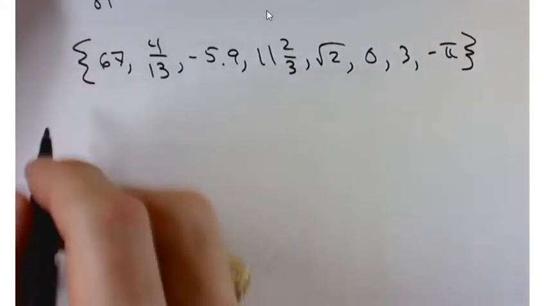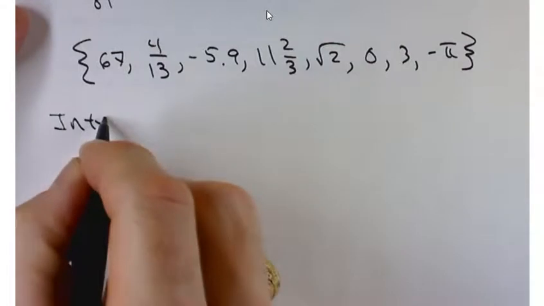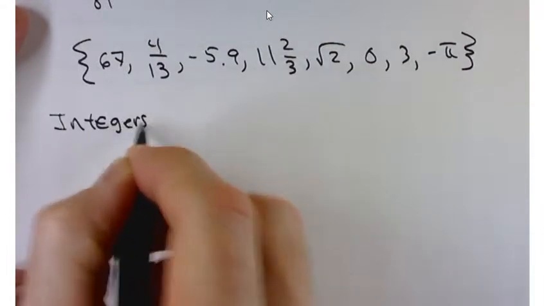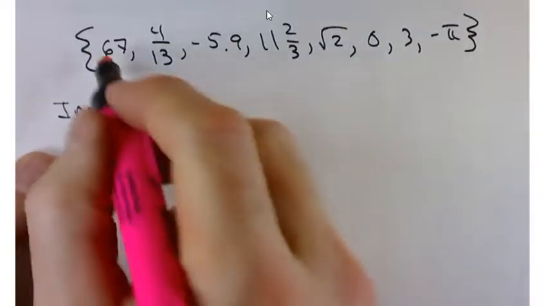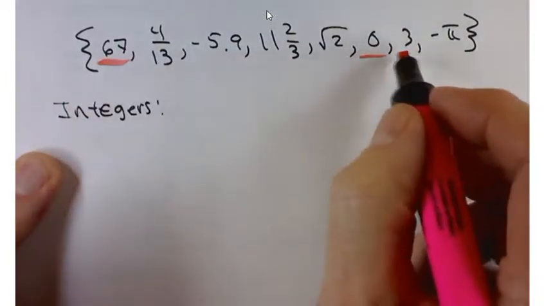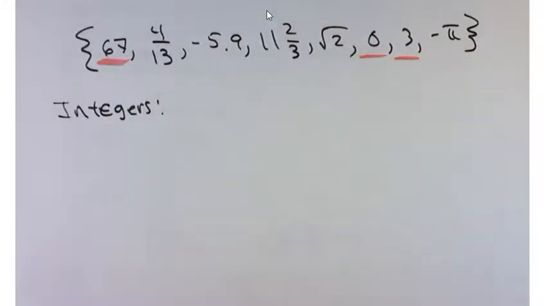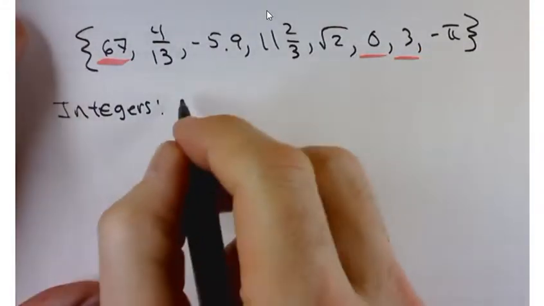What I'd first like us to identify are the integers. What are the nice even numbers in this set? Justin, you want to take a stab at that? Yeah, nice. The integers don't have any fractions or decimals: 67, 0, and 3. Good.